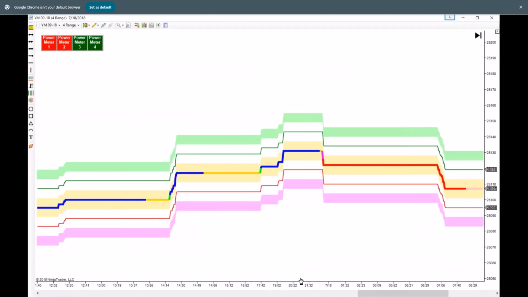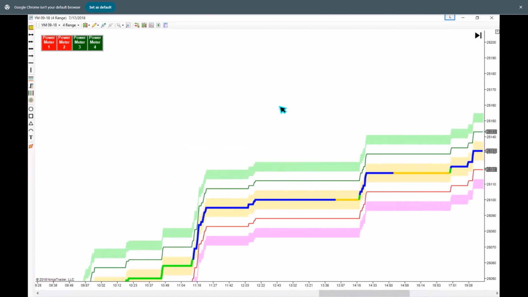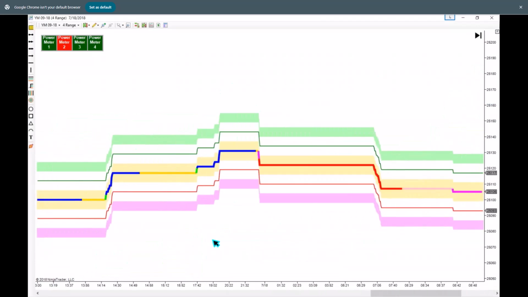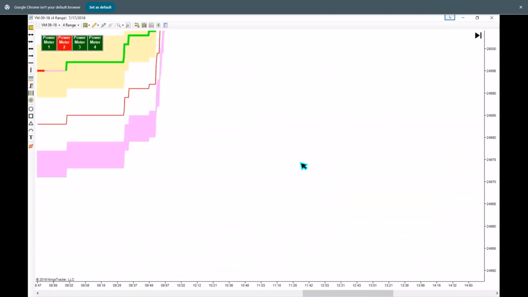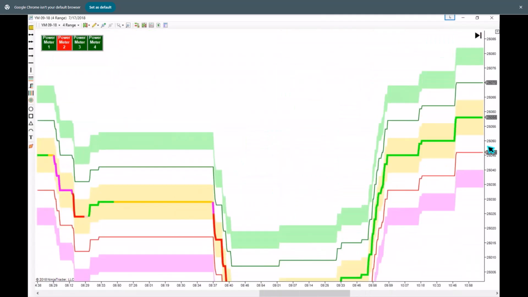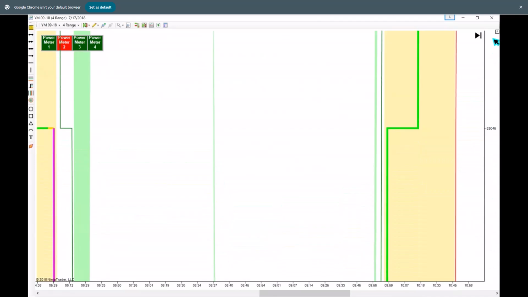Okay, so let's just go over that just a little bit. Let's just see where this particular chart went. Let's go back a ways, back a ways, back a ways. Let's see if we can get this a little bit better here. Sorry about that.